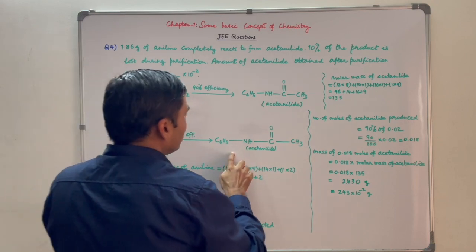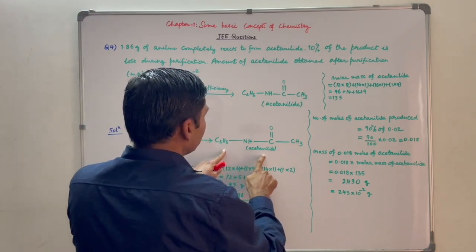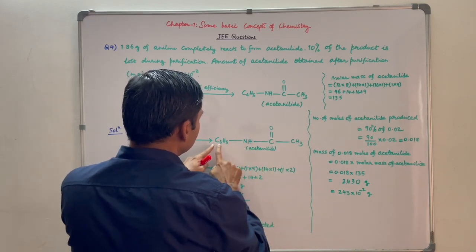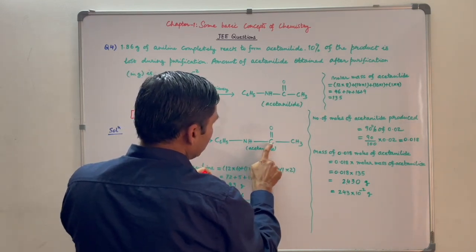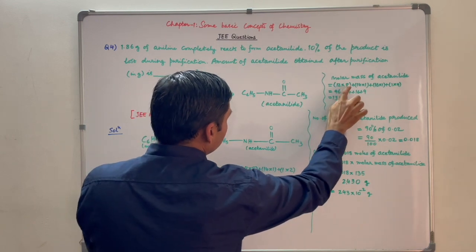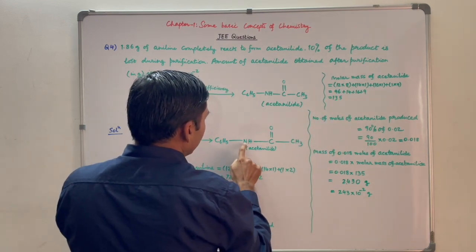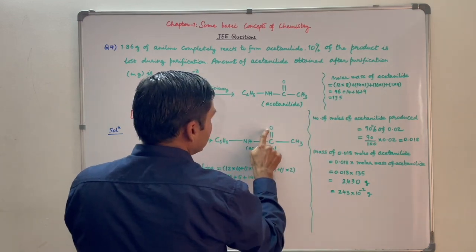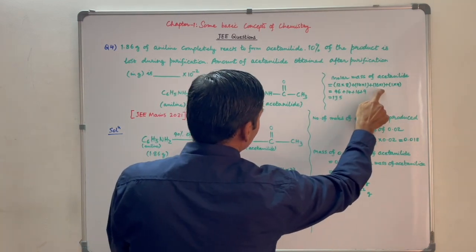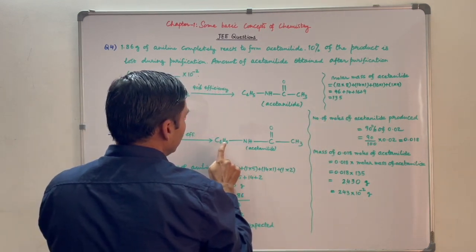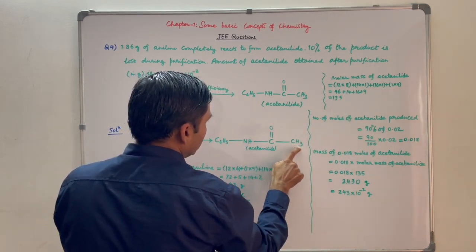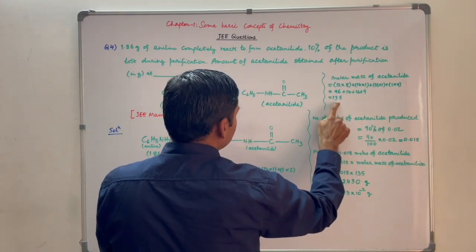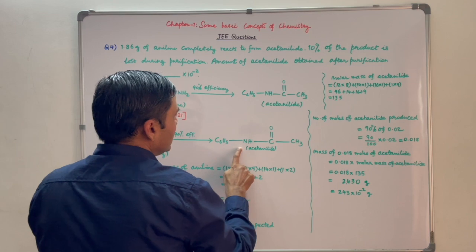So molar mass of acetanilide we can calculate as: number of carbon atoms in this structure is 6 plus 1, 7 plus 1, 8. So 12 into 8 plus number of nitrogen atoms 1, so 14 into 1, plus number of oxygen atoms 1, 16 into 1, plus number of hydrogen atoms 5 plus 1, 6 plus 3, 9. So 1 into 9. That comes out to be 135. That is the molar mass of acetanilide.